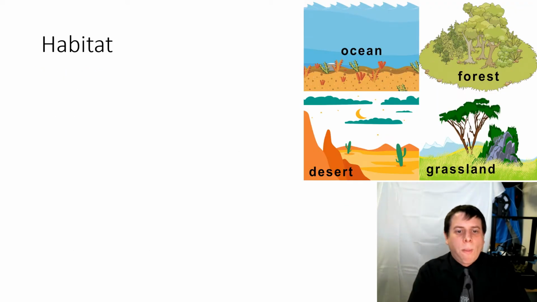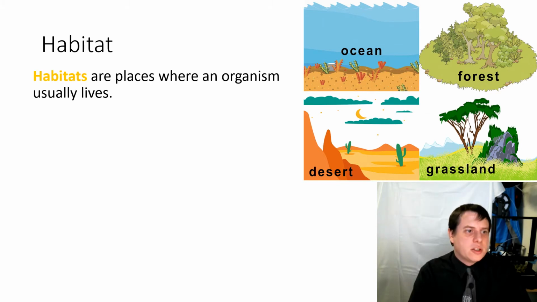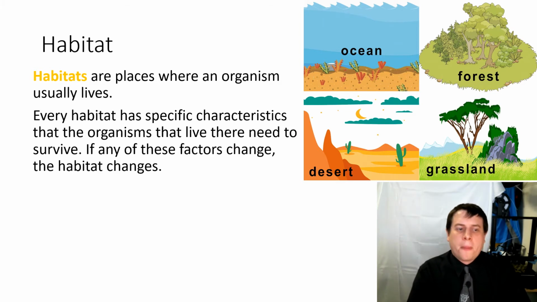All right, then you have a habitat. All right, so habitats are places where an organism usually lives. Is it going to live in a desert? Is it going to live in the ocean? Is it going to live in the forest? Where is it going to live? Every habitat has specific characteristics that organisms that live there are going to need.